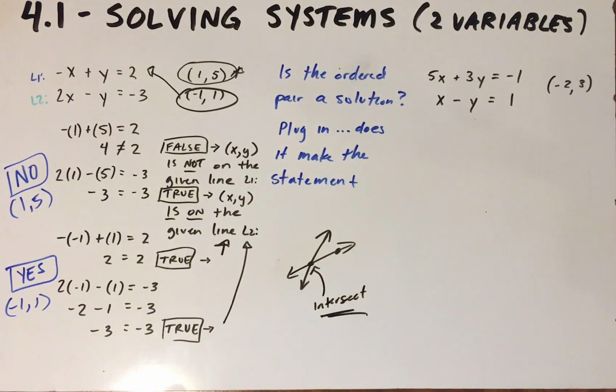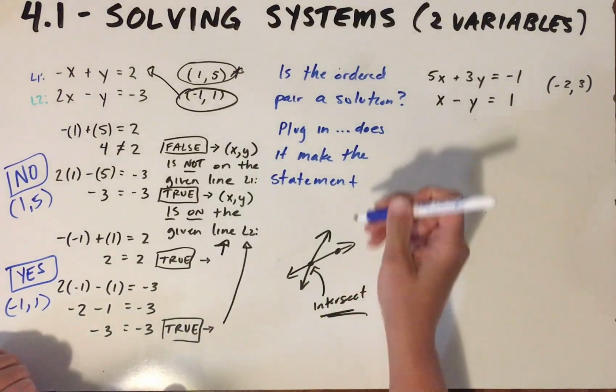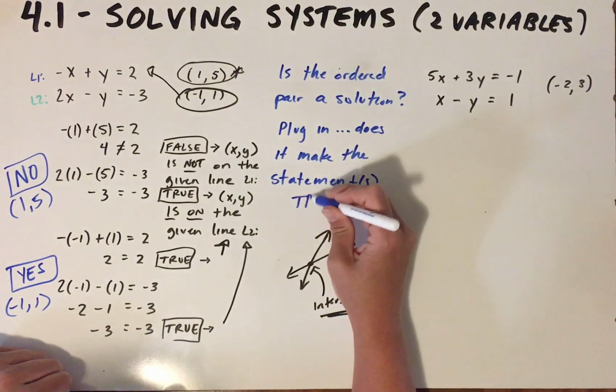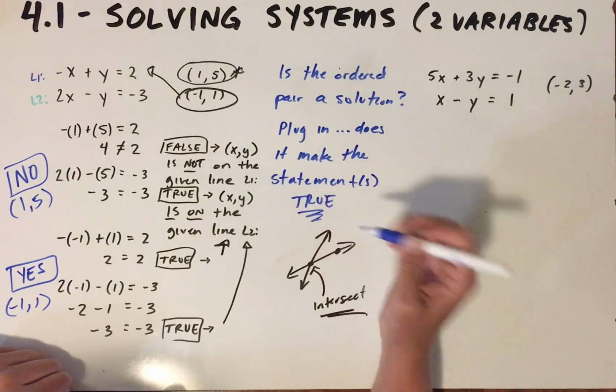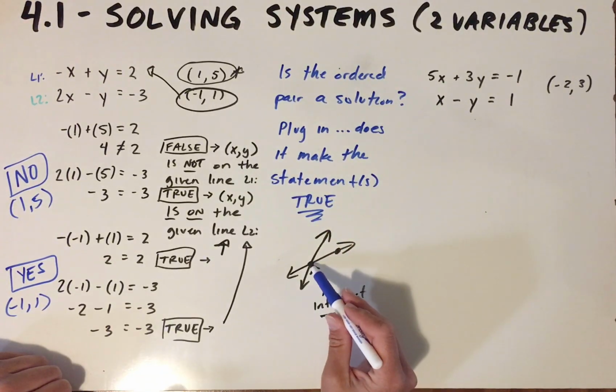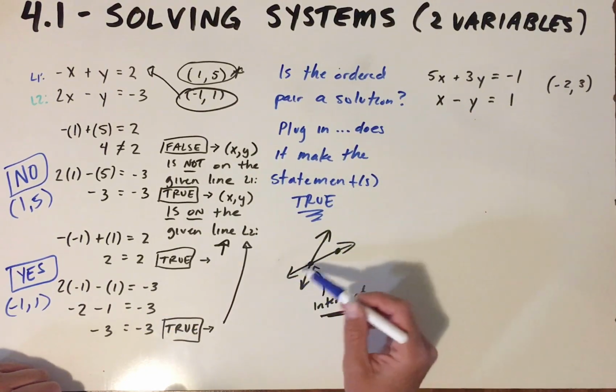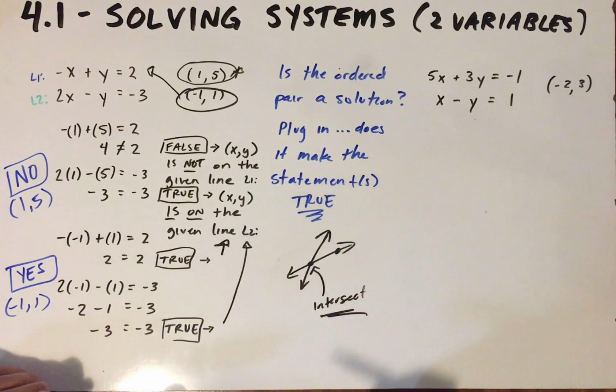Okay, so is the ordered pair a solution? All it's asking is for you to plug it in, substitute the value of x and y, and see if it makes the statement true. And it has to be both statements. Because if it doesn't make both statements true, then it's not a solution to the system. It's only a point that lies on one or the other line.